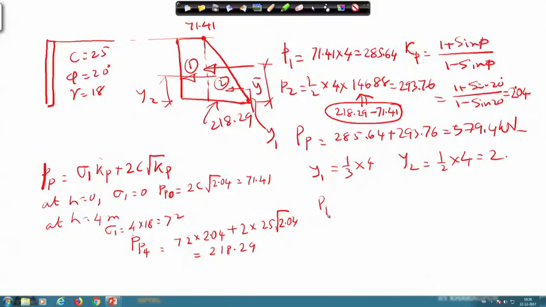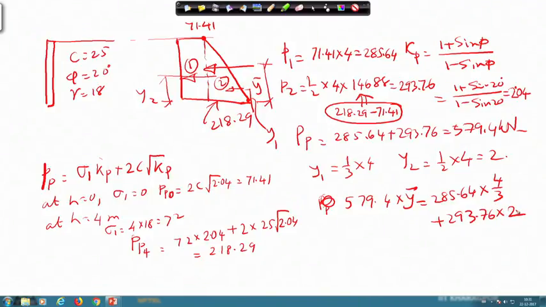So, or I can say directly 579.4 multiplied by y bar equal to 285.64 multiplied by 4 by 3 plus 293.76 multiplied by 2, and if I simplify this, we will get y bar equal to 1.66.